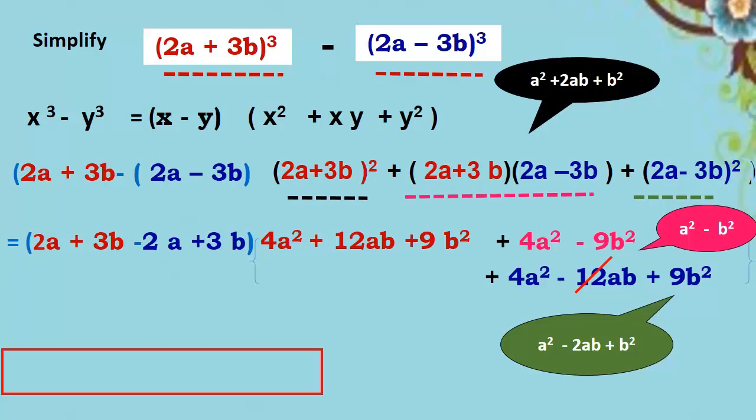Now after writing this, again solve the first bracket. Check whether some like terms are there. Yes, 2a and minus 2a we can cancel. 3b plus 3b is 6b. Then look here at the next term. Even here we can cancel 12ab and minus 12ab, 9b square and minus 9b square. So what is left? Yes, 4 plus 4 plus 4 is 12a square plus 9b square, and hence if you solve this, this will be 72a square b plus 54b cube.